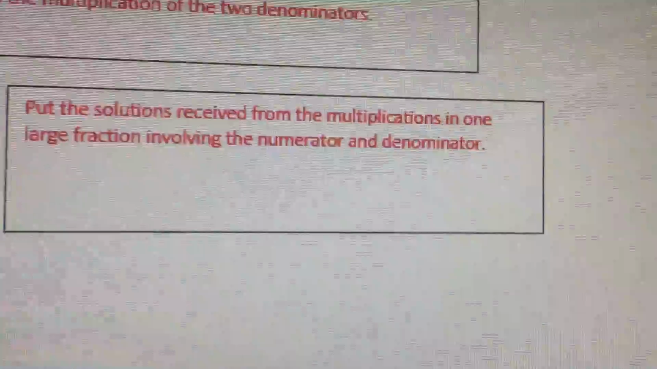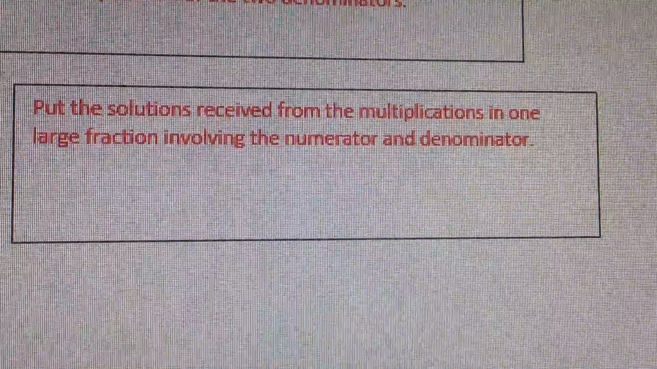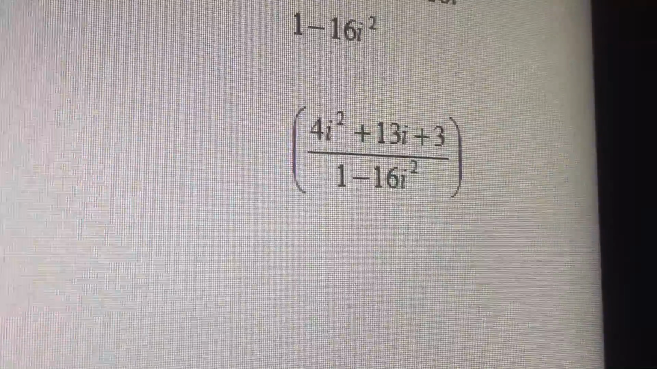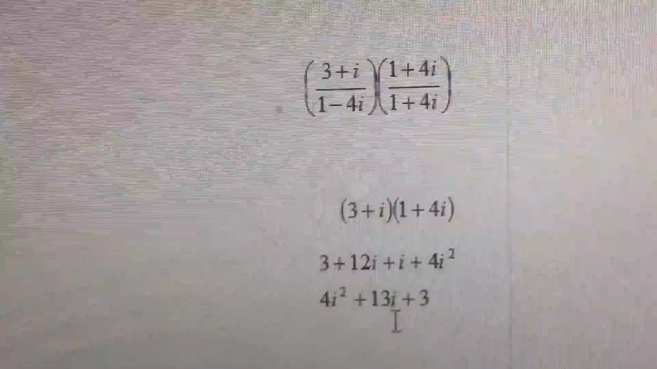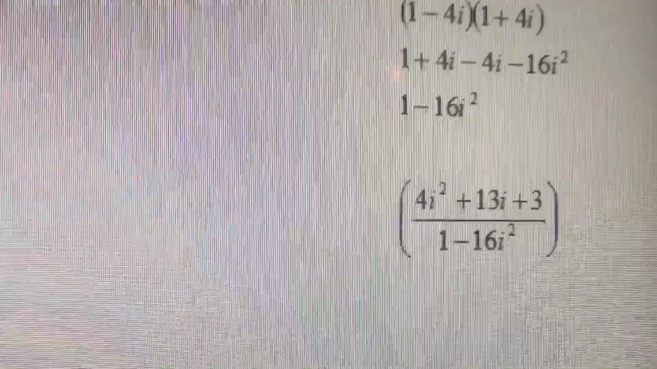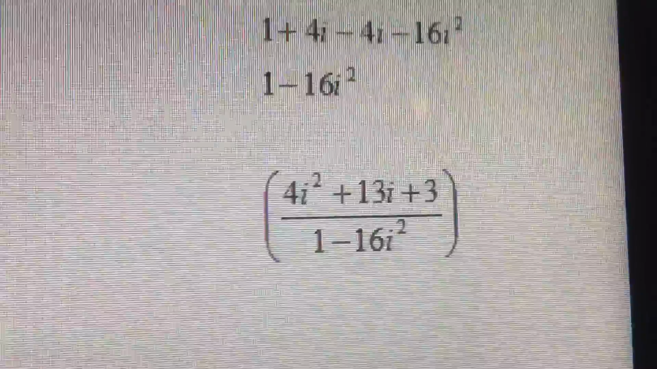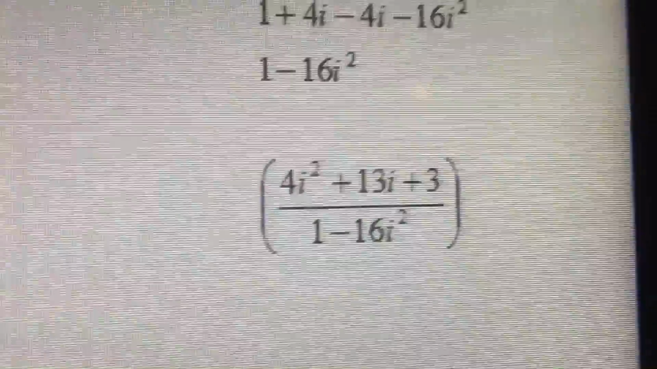So then we put the solutions received from the multiplications in one large fraction involving the numerator and denominator. So I put the solution I got from the numerator, 4i squared plus 13i plus 3, and the solution I got from the denominator, 1 minus 16i squared, into one large fraction. So we end up with 4i squared plus 13i plus 3 over 1 minus 16i squared.